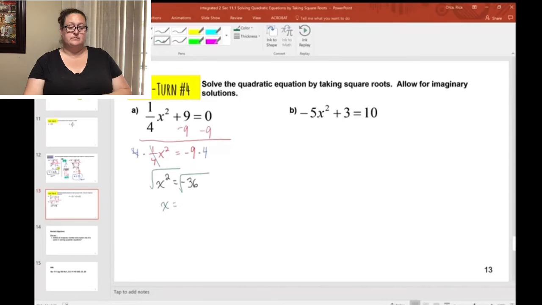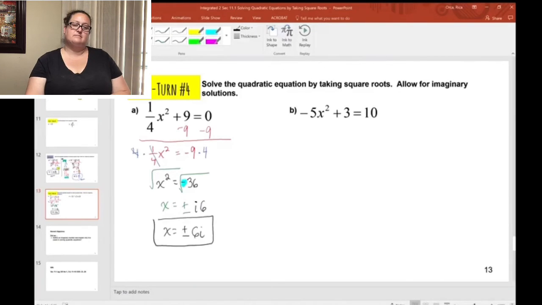x equals plus or minus. We have the negative that's under the radical. Remember that negative automatically turns into i, and that i is going to go outside. The square root of 36 is 6. We have i 6. This looks a little strange, so let's go ahead and rewrite it as plus or minus 6i.